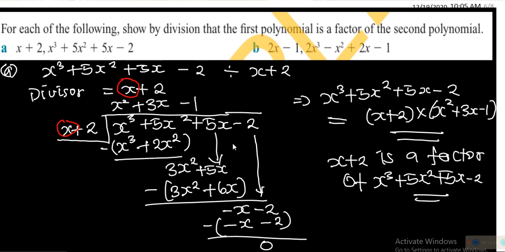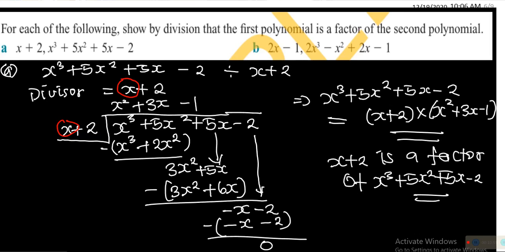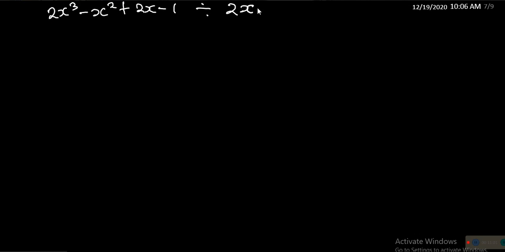We look at the second one: 2x cubed minus x squared plus 2x minus 1, divided by 2x minus 1. Okay, that is what we have here, divided by 2x minus 1.